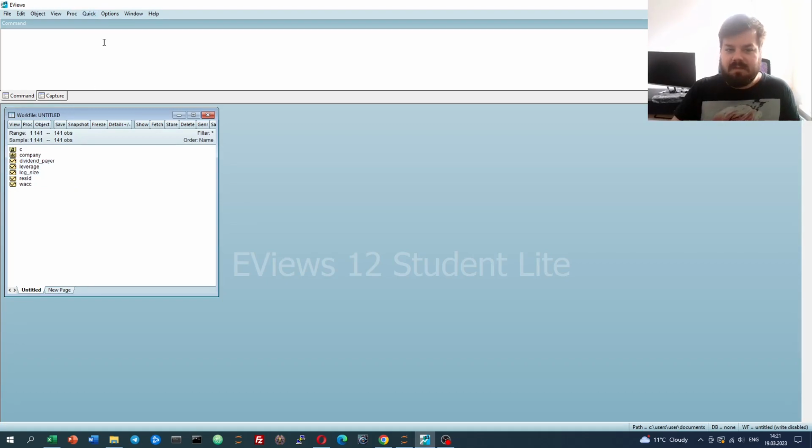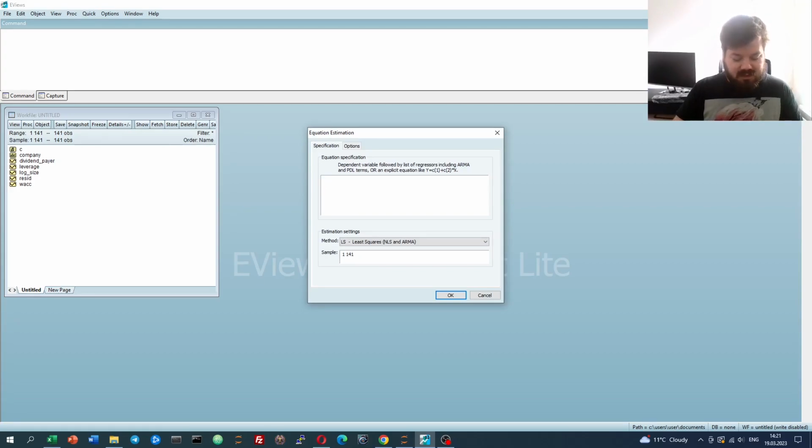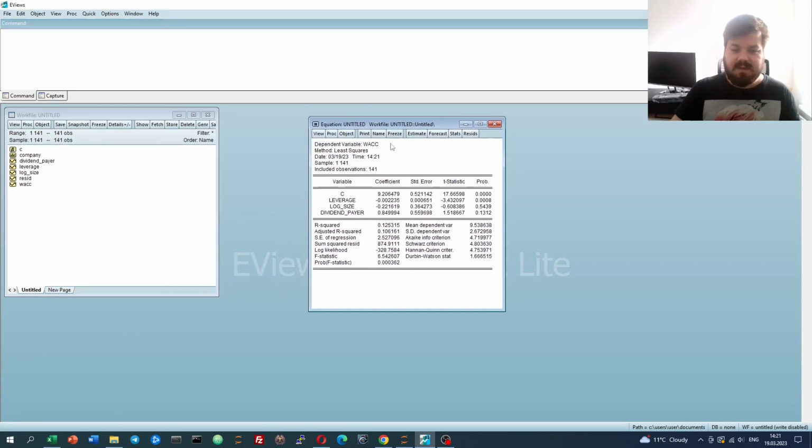And obviously, the baseline model is OLS, as usual. So we just estimate an equation, regressing WACC onto leverage, log of size, and the dividend payer dummy. And here, we can see that in terms of the conditional mean equation, and that's what OLS regression does, it describes the conditional mean of the dependent variable, WACC in this regard, in terms of the independent variables. So average WACC, average cost of capital, is 9.2 plus the coefficient of leverage times leverage, plus the coefficient of log size times log size, and plus the coefficient of the dividend payer dummy times the dividend payer dummy.